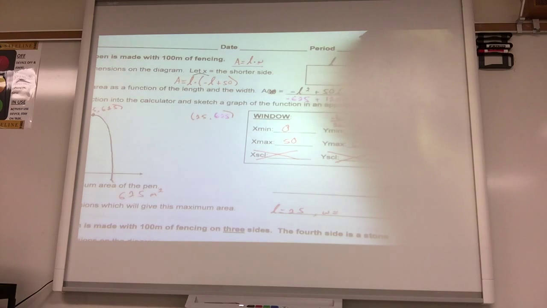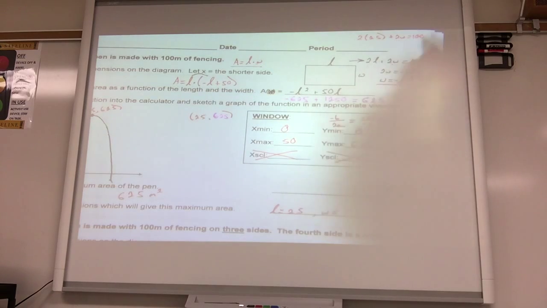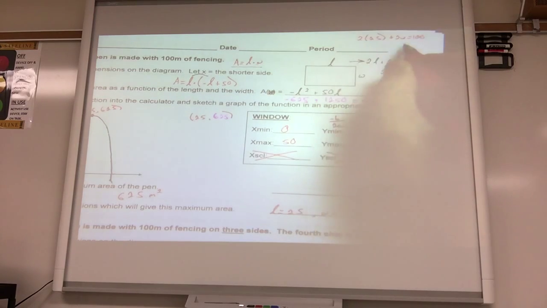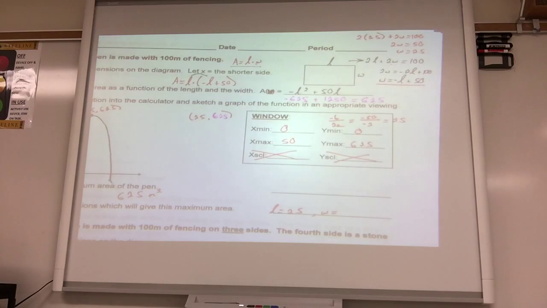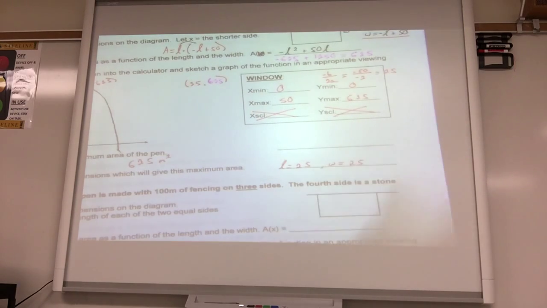Unfortunately, I'm going to have to solve this. Let's see. 2 times 25 plus 2 times w equals 100, like that. I'm just going to solve it right above. So that's 50. So we have, I'm going to subtract the 50 to the other side, so I have 2w equals 50, divide by 2. So width also has to equal 25. And there's your answers. Width equals 25.